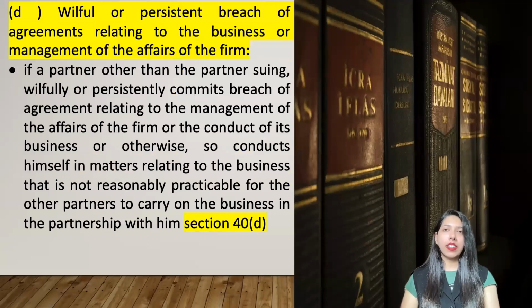And D is based on Section 40 subclause D, and that is willful or persistent breach of agreement relating to the business or management of the affairs of the firm. The meaning is that there will be an agreement, a partnership deed, on how to carry on the business. If any of the partners makes a breach, which means a violation of the agreement relating to the business, or relating to the management of the affairs of the business, then we can file a suit in court to get a compulsory dissolution by court. So this can lead to dissolution of a partnership firm.